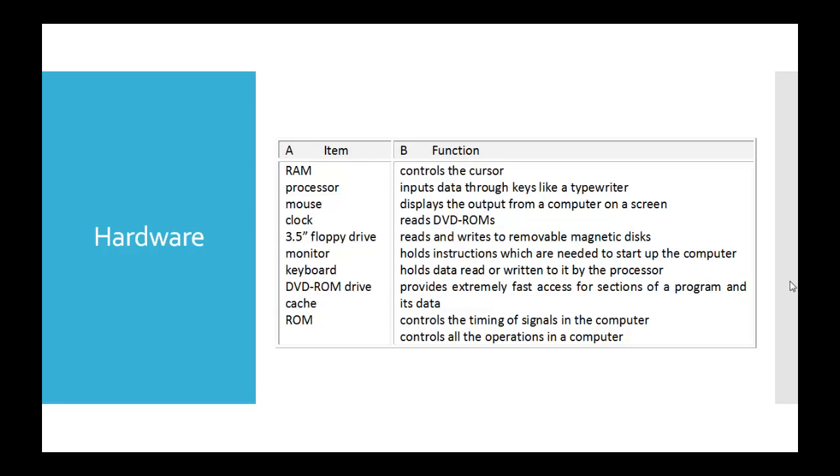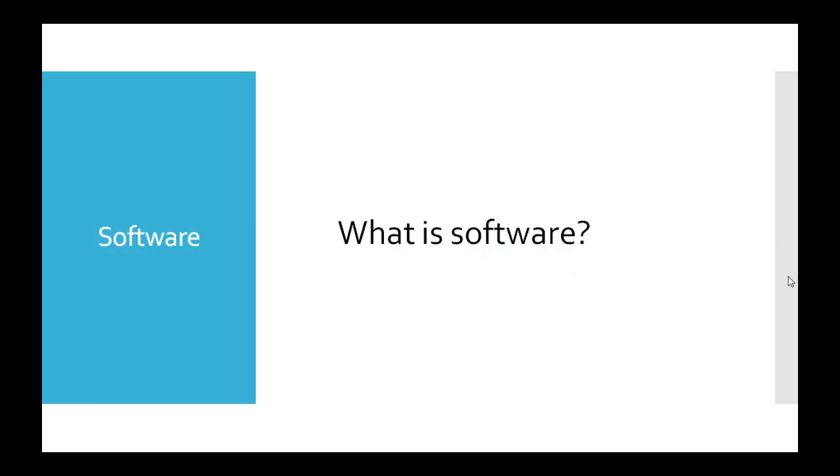Next thing we will talk about is software. What is software? We can say that software is a collection of instructions that enable a user to interact with the computer or to have the computer perform specific tasks for them.